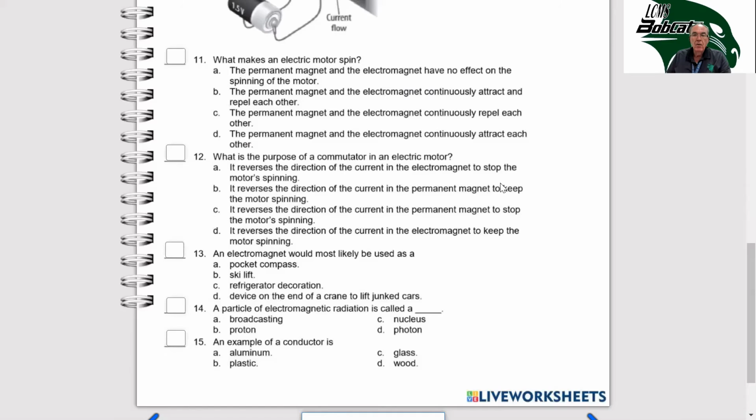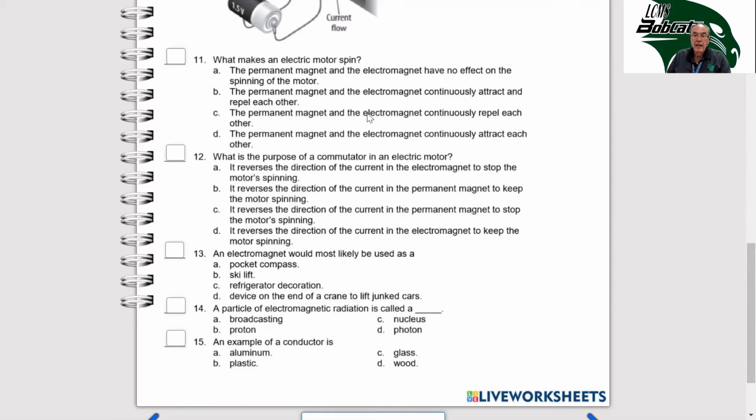What makes an electric motor spin? Okay, let's check. The permanent magnet and the electromagnet have no effect on spinning of the motor. That's not right. It's the changing direction of the current that causes the poles on the electromagnet to switch, and that's what keeps it going. The permanent magnet and the electromagnet constantly attract and repel each other. B sounds like it might be right, but let's check C.